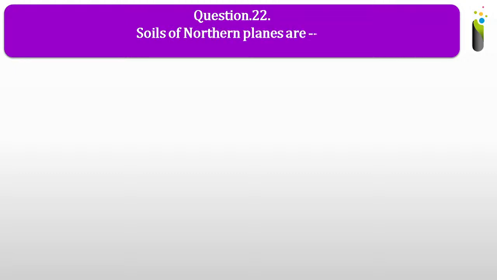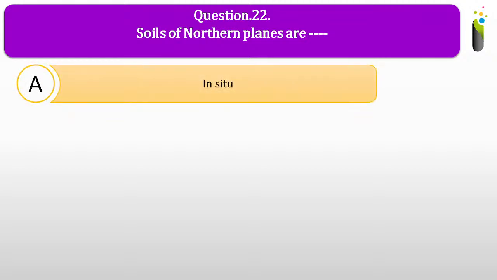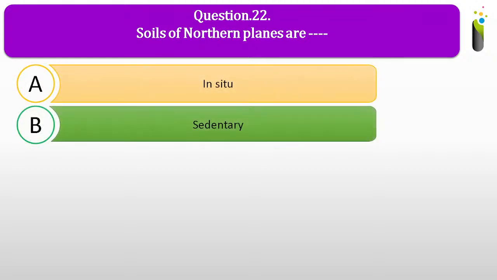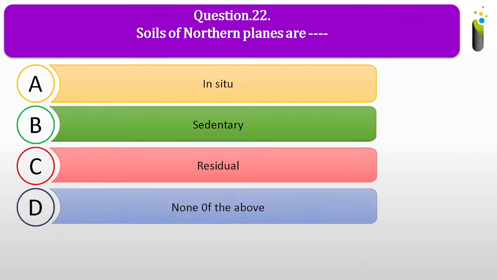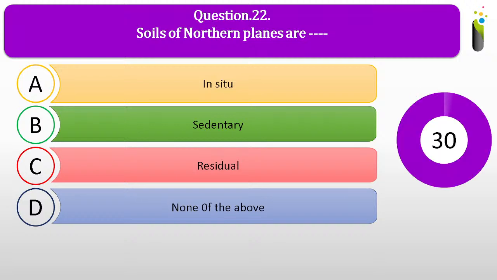Question number 22. Soils of northern plains are dash. A. In situ, B. Sedentary, C. Residual, D. None of the above. Soils of northern plains are dash. And your time starts now.